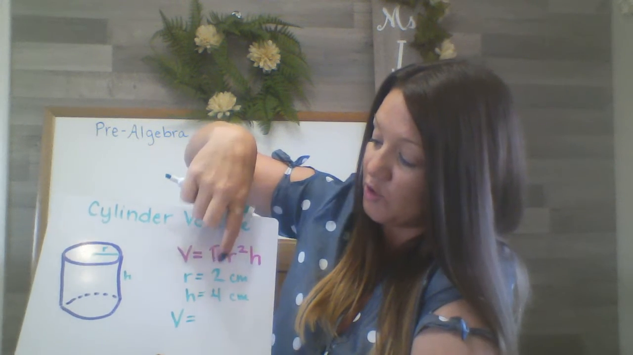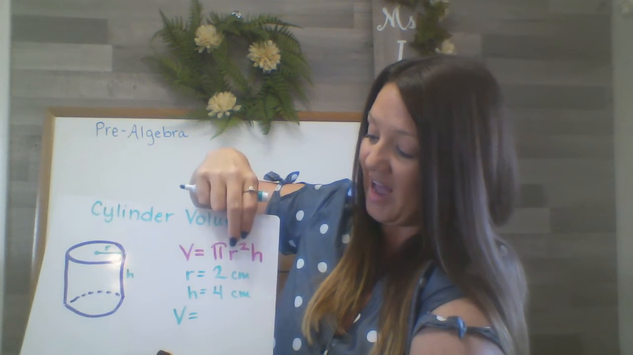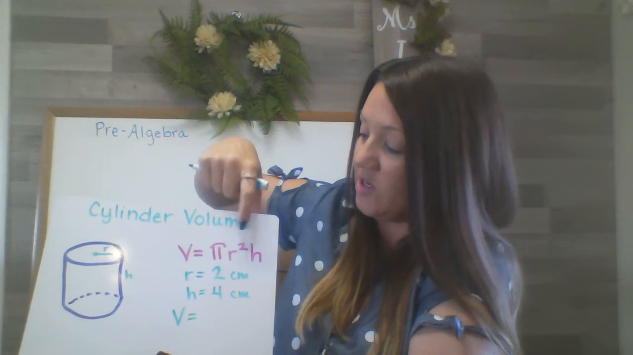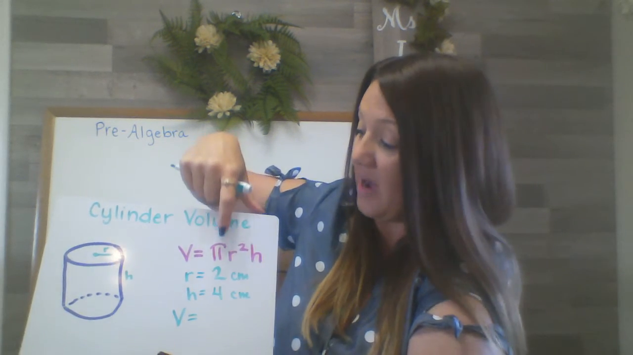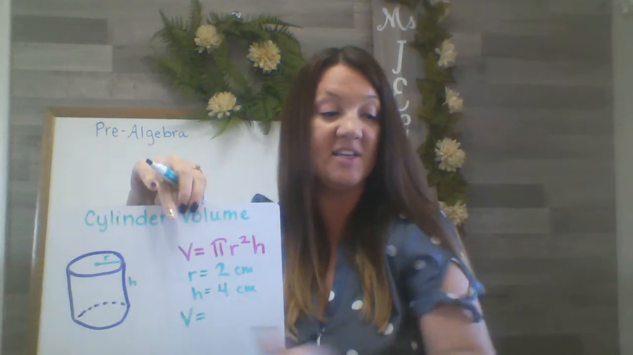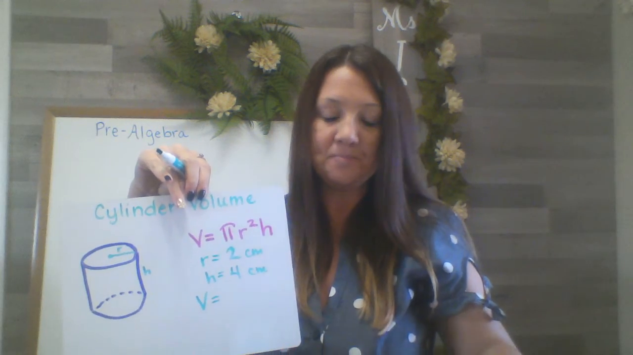So 2, first we need to square it. Then we would multiply that answer times our height, which is 4. Once you are done, you multiply that new number by 3.14, and you have found the volume of this cylinder here, which we'll be working with more this week.